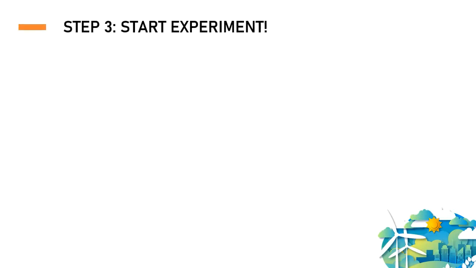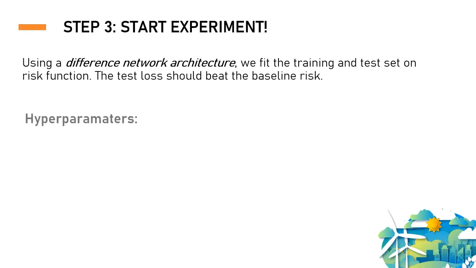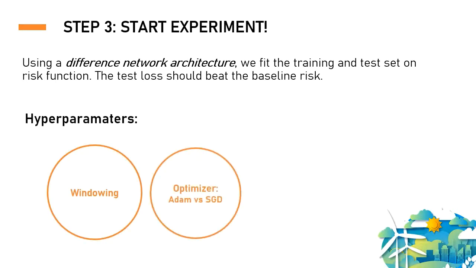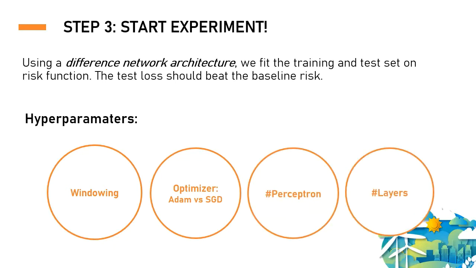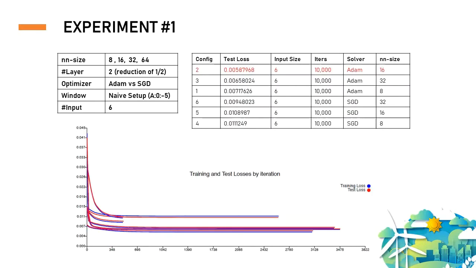Now, the exciting part begins. Using a difference network architecture, we fit the training and test set on the risk function by tuning several hyperparameters as shown below. The difference network helps us achieve better learning. It's good to start the experiment with a simple design.